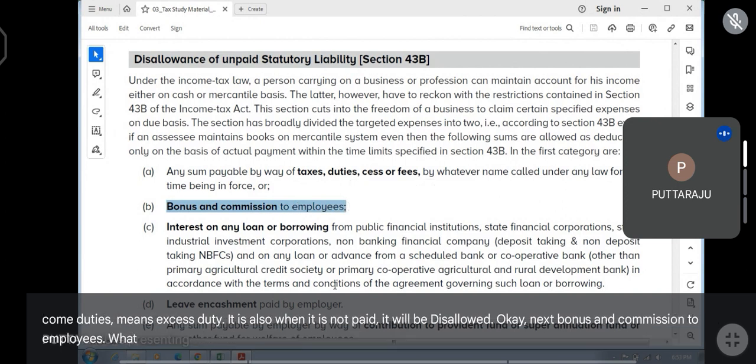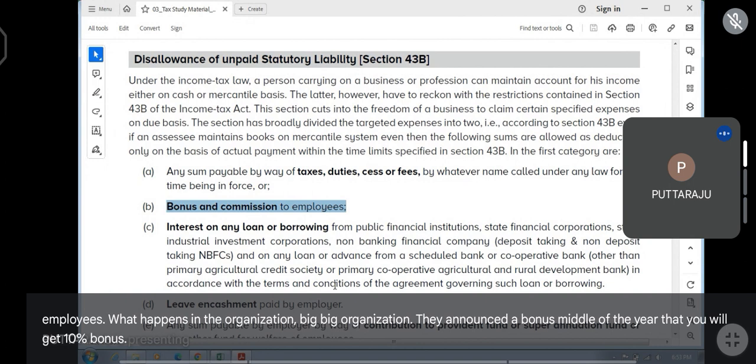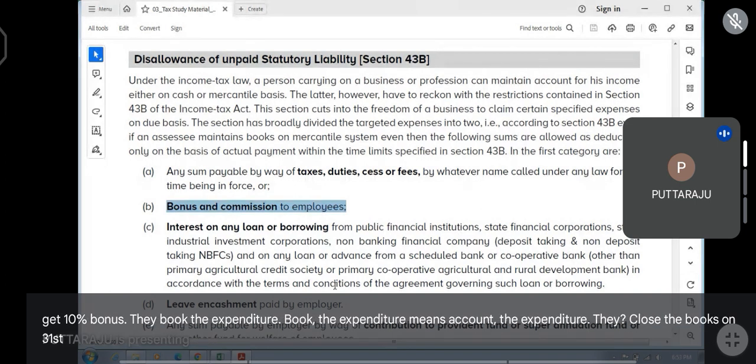Next, bonus and commission to employees. What happens in big organizations, they announce the bonus in the middle of the year that you will get 10% bonus. They book the expenditure. Book the expenditure means account the expenditure. They close the books on 31st March. Even after that, the audit and everything takes place.